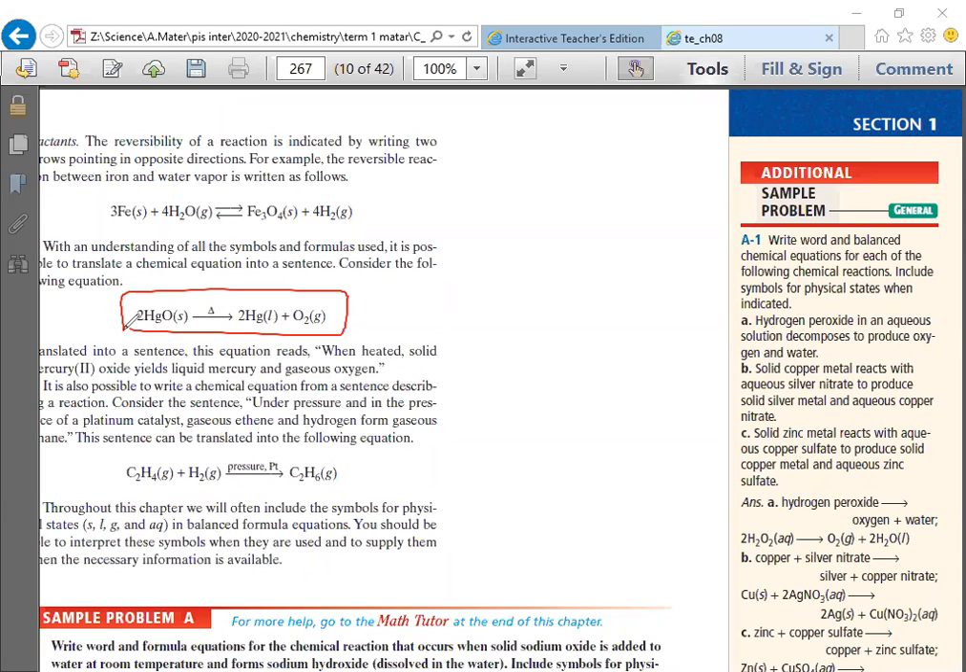Guys, who can tell me the reaction of HgO in the solid state? So mercury oxide is found in solid state, and it will be under heat. Yes, by heating it will break down into mercury in liquid state and oxygen gas. So here we could say that 2 moles of mercury oxide in solid state, by heating, will break down into 2 moles of mercury in liquid state and 1 mole of oxygen in gaseous state.